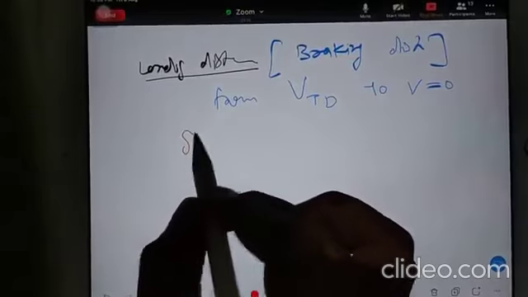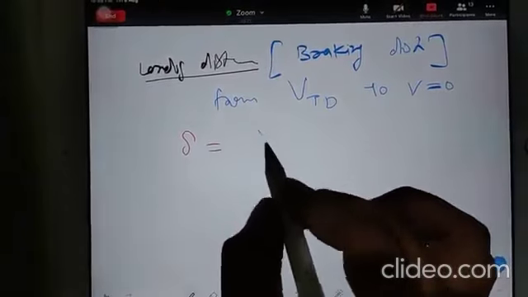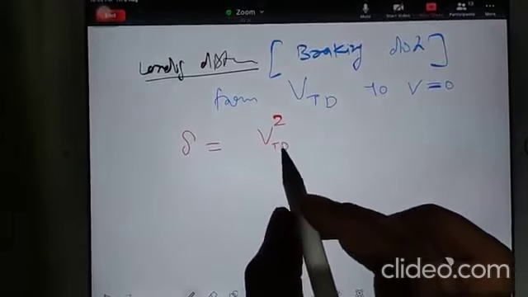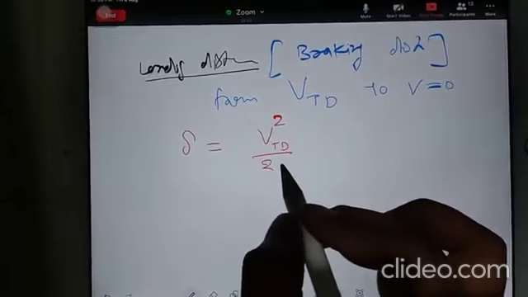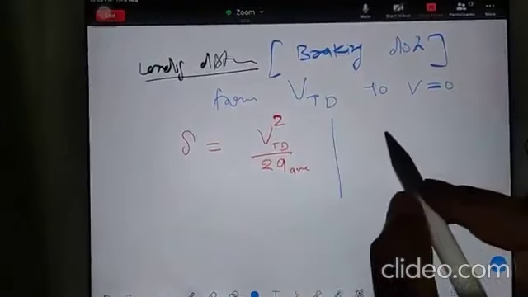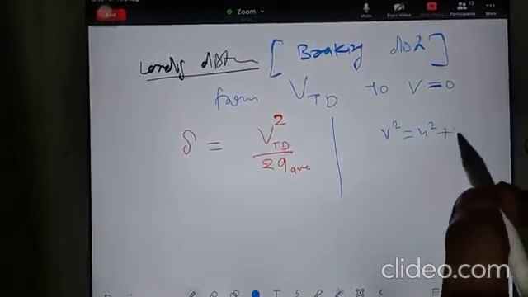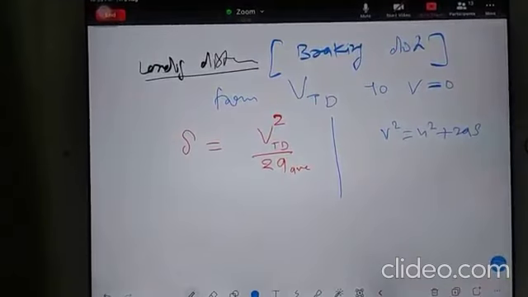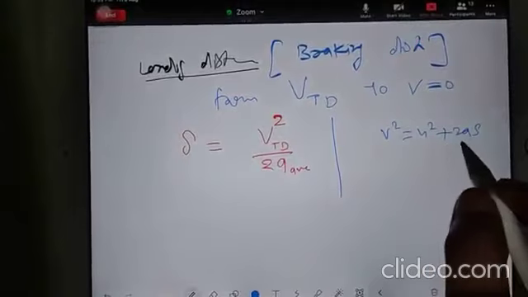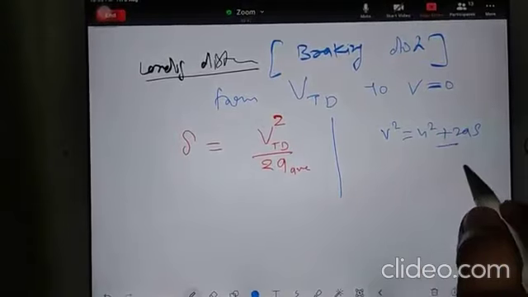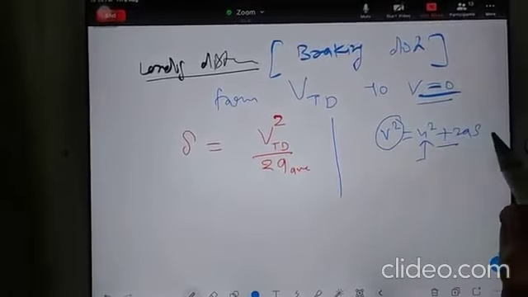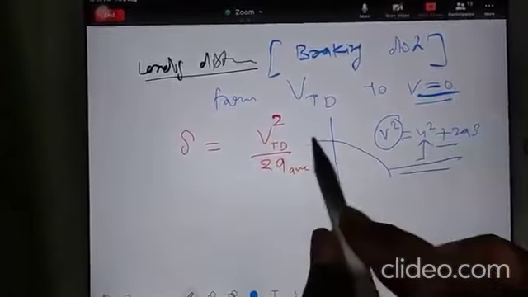So S will be equal to V square touchdown, like at what speed you are touching, divided by 2A average. What is this? This is nothing but, if you remember, V square is equal to U square plus 2AS, the velocity equation, right? Because you are stopping, applying the brake, put a minus sign, and the final speed is 0. The initial speed is the touchdown speed. So this equation helps you achieve that equation.